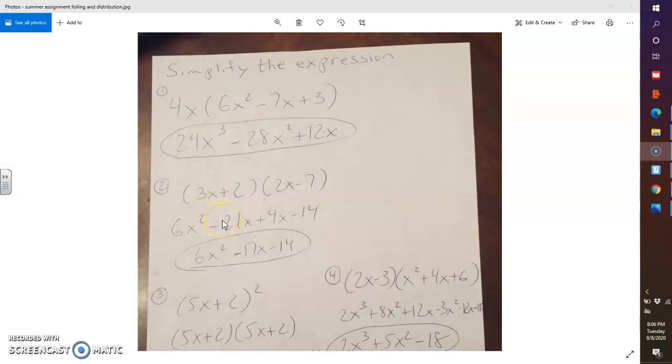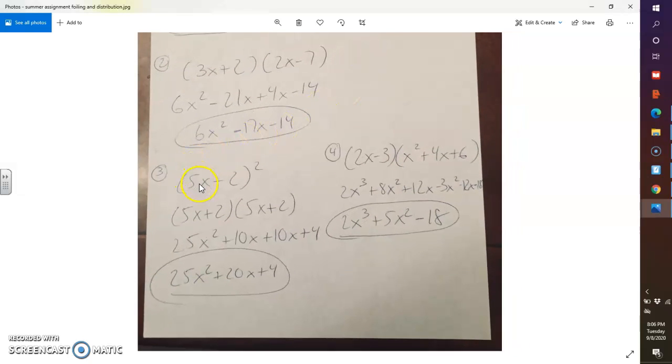If you really wanted to check it, plug a number in for x. Let's plug 1 in for x. 3 times 1 is 3 plus 2 is 5. 2 times 1 is 2 minus 7 is negative 5. And 5 times negative 5 is negative 25. 1 squared is 1. 1 times 6 is 6. Negative 17 times 1 is negative 17. So 6 minus 17 is negative 11, and negative 11 minus 14 is negative 25. You get the same answer. So foiling is another form of simplifying something.